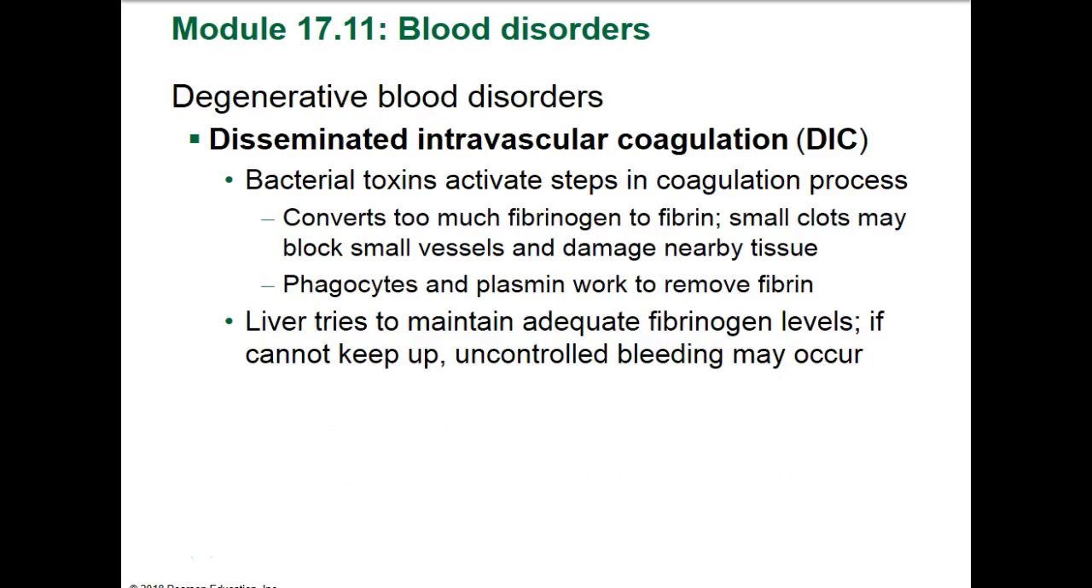Degenerative blood disorders, disseminated intravascular coagulation. Here we have bacterial toxins that activate certain steps in coagulation, which then converts too much of your fibrinogen to fibrin, so you have small clots that block your small vessels. Phagocytes and plasmin work to remove the fibrin. The liver is going to try to maintain adequate fibrinogen levels, but if it can't keep up, you then have uncontrolled bleeding.